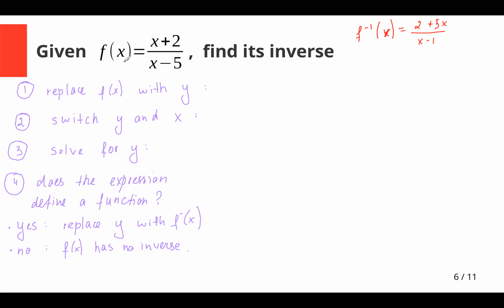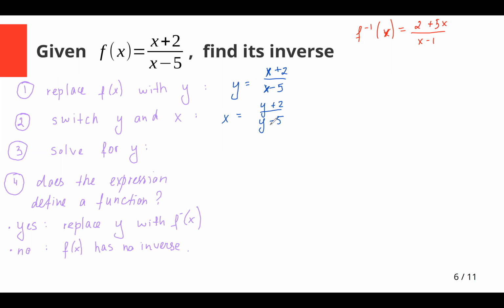First, I'm replacing f of x with y. So I put y equals x plus 2 over x minus 5. Then I need to switch the y and the x. So these two x's will be replaced with y, and this will become x. So this is x equals y plus 2 over y minus 5. The next step is to solve for y. This, I think, will be the longest one, because the first two were easy to do.